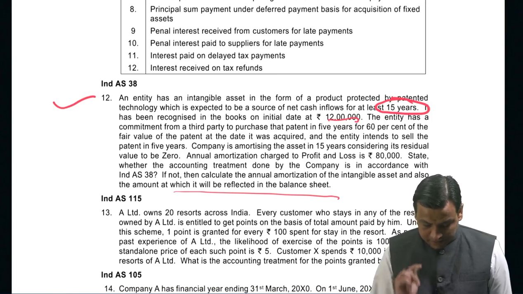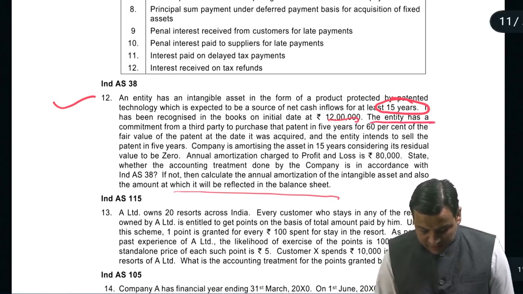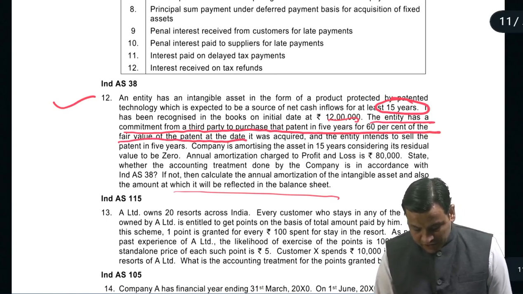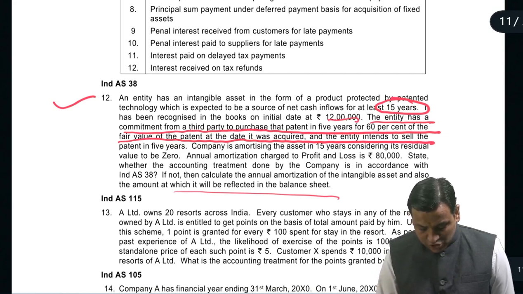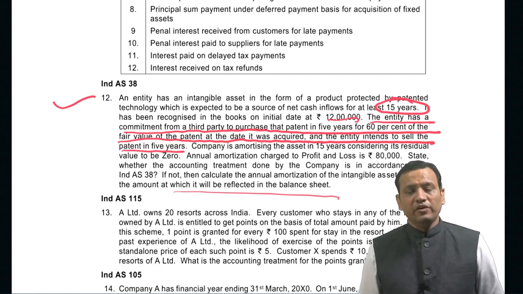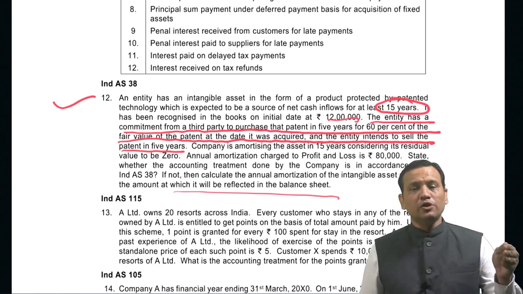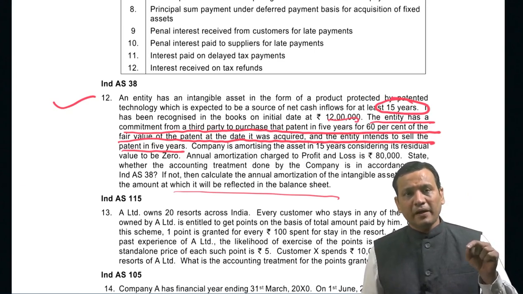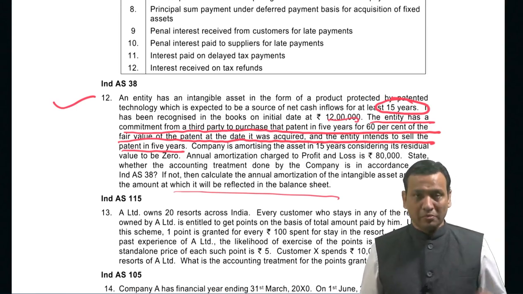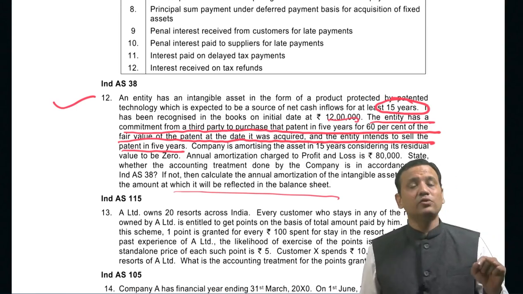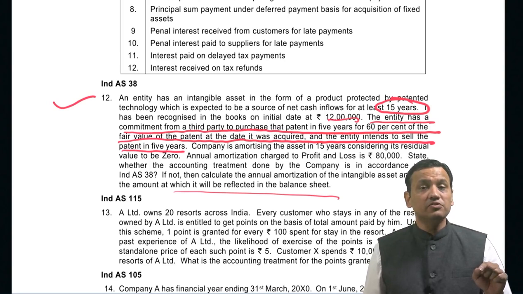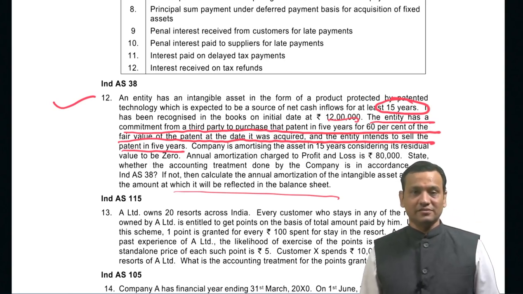But we have a third party commitment. Please read this point: to purchase the patent in 5 years for 60% of the fair value of the asset on the date it is acquired, and the entity intends to sell the patent in 5 years. So now we are not supposed to amortize over the useful life of the patent based on the capacity of the patent right to give economic benefits. We are expected to amortize the patent based on the life in which we expect to get those economic benefits.